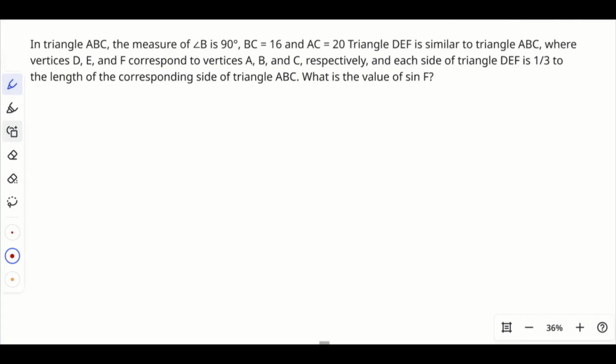So what do we have to do first? First, we need to identify the right triangle, right? So what will be the triangle we have to use here? They have clearly mentioned that angle B is equal to 90 degrees, which means it's a right angled triangle, right? So our triangle will look like this.